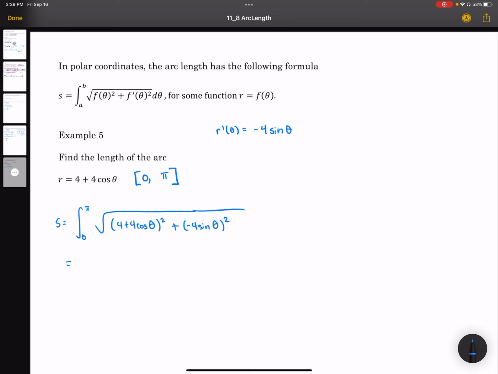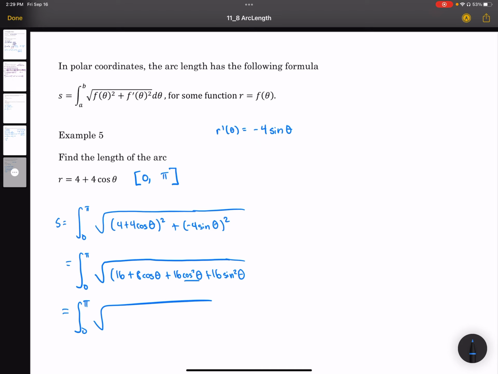So when we multiply this out, what we're going to get is the integral from 0 to pi of the square root of 16 plus 8 cosine theta plus 16 cosine squared theta plus 16 sine squared theta. Cosine squared plus sine squared is 1, so 16 cosine squared plus 16 sine squared is 16. 16 plus 16 is 32. So 32 plus 8 cosine theta. I'm sorry, I forgot d theta is at the end of this.